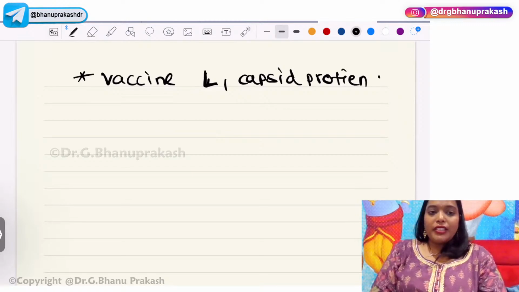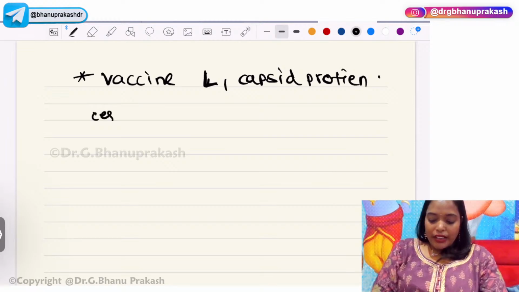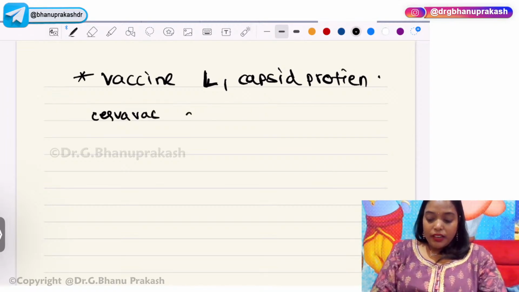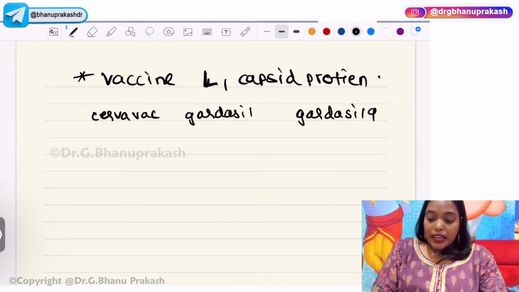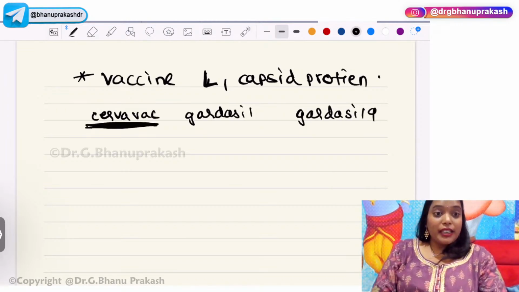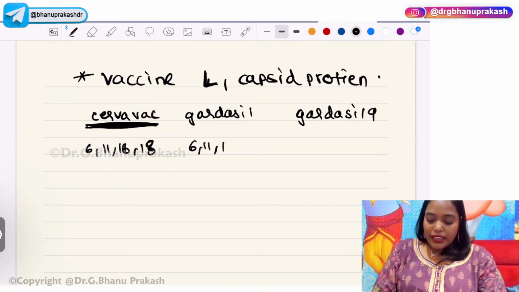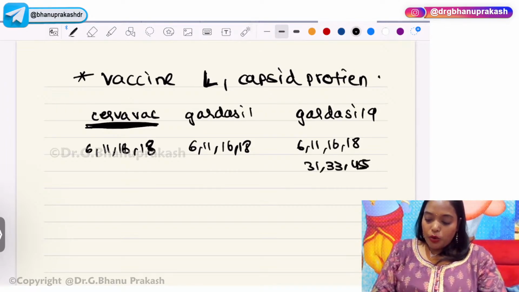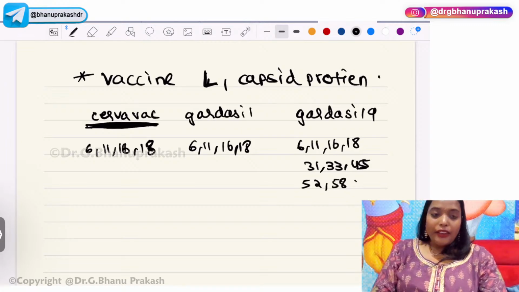So the vaccine we have is L1 capsid protein, right? We have three types of vaccine here. Cervarix is outdated, guys. Now the vaccines we have are Cervavac, Gardasil and Gardasil 9. Cervavac is of Indian origin. Serum Institute of India has prepared this first quadrivalent vaccine, which contains 6, 11, 16, 18. Gardasil is also 6, 11, 16, 18. Gardasil 9 is 6, 11, 16, 18, 31, 33, 45, 52, and 58.